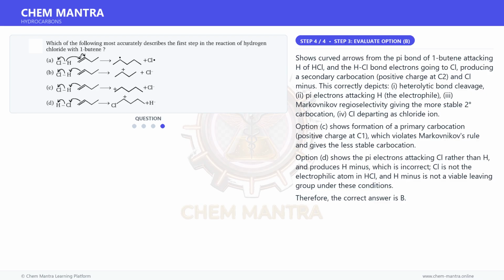Option C shows formation of a primary carbocation, positive charge at C1, which violates Markovnikov's rule and gives the less stable carbocation. Option D shows the pi electrons attacking Cl rather than H and produces H-, which is incorrect. Cl is not the electrophilic atom in HCl and H- is not a viable leaving group under these conditions.